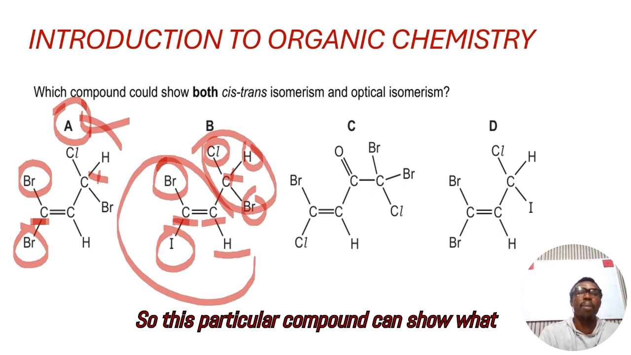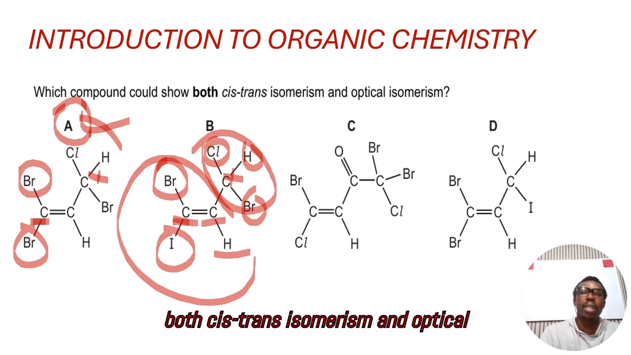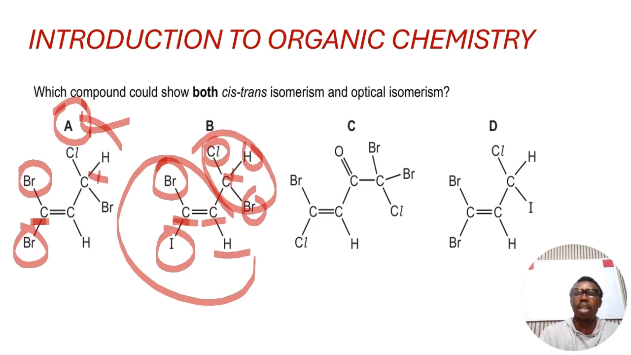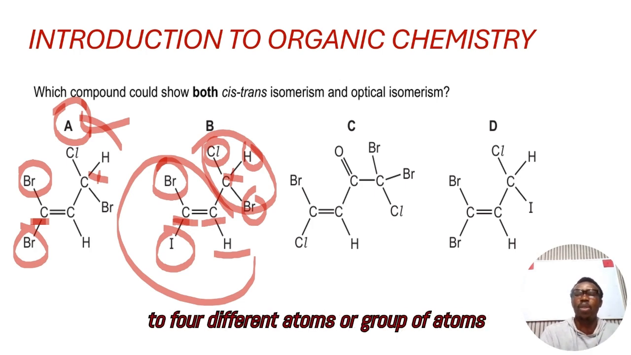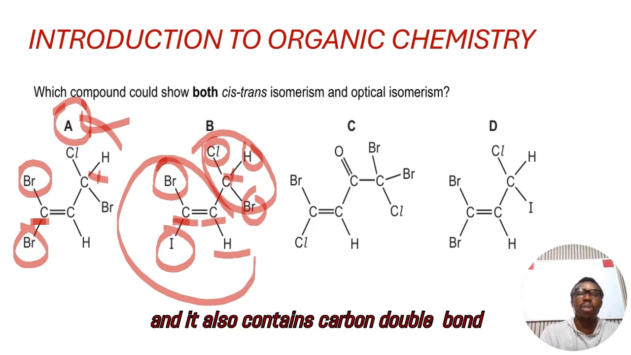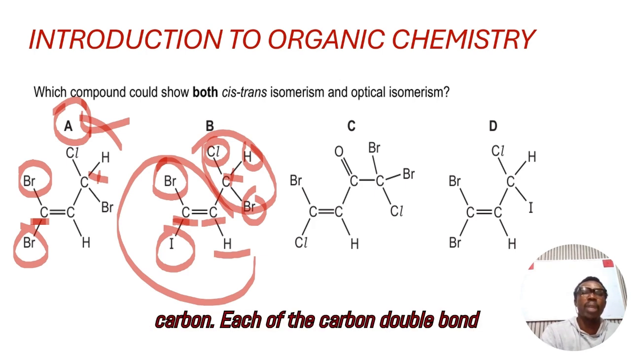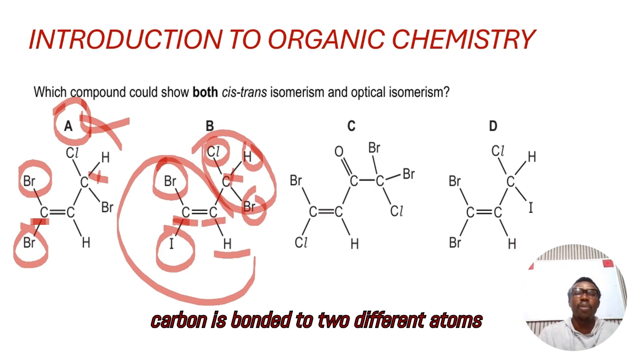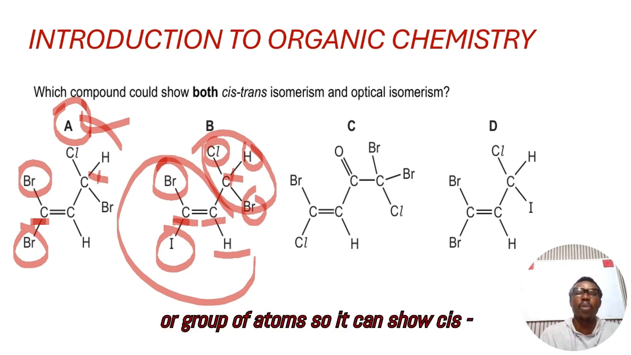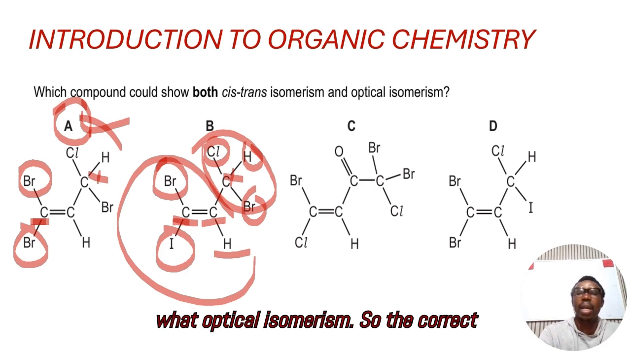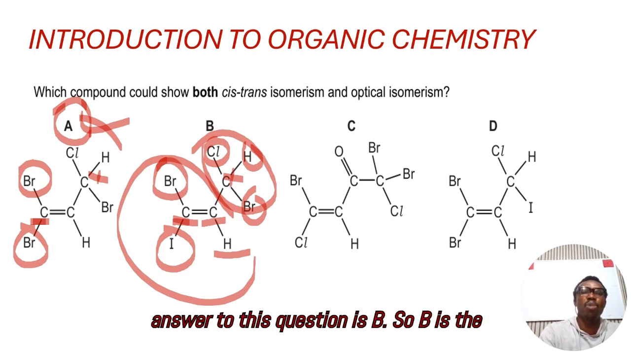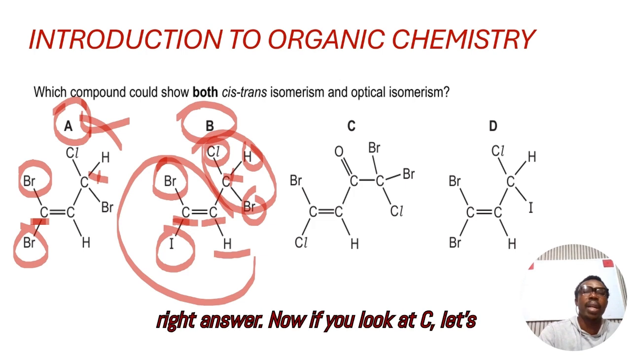So this particular compound can show what? Both cis-trans isomerism and optical isomerism because it contains a chiral carbon, which is a carbon that is bonded to 4 different atoms or group of atoms, and it also contains carbon double bond carbon. Each of the carbon double bond carbon is bonded to 2 different atoms or group of atoms. So it can show cis-trans isomerism and it can also show what? Optical isomerism. So the correct answer to this question is B. So B is the right answer.